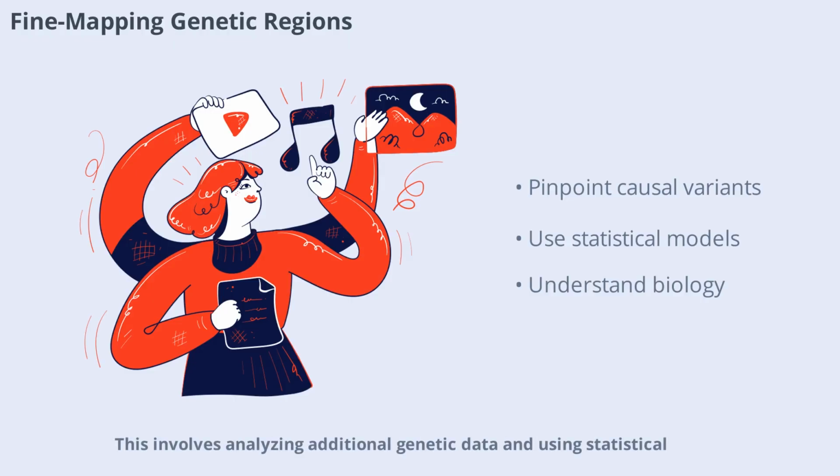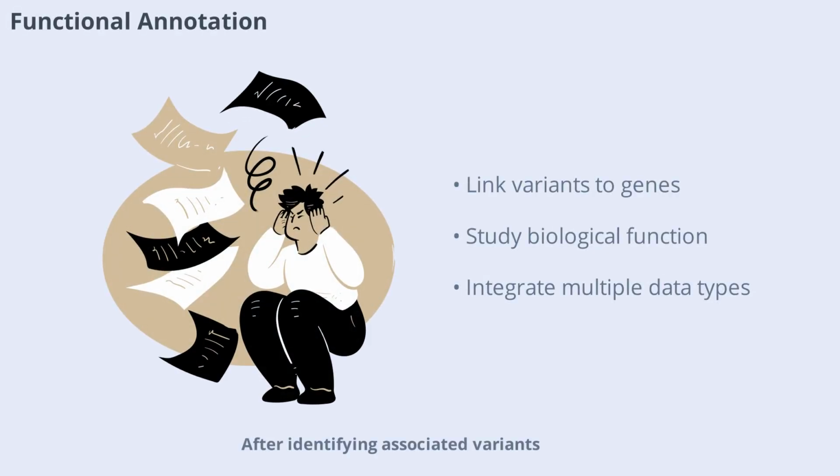This involves analyzing additional genetic data and using statistical models to narrow down the list of candidate variants. Fine mapping is crucial for moving from association to understanding the biological mechanisms involved. After identifying associated variants, researchers perform functional annotation to determine their biological roles. This process involves integrating data from various sources, such as gene expression and protein function studies. Functional annotation helps link genetic variants to specific genes and pathways, providing insights into how they influence traits and diseases.